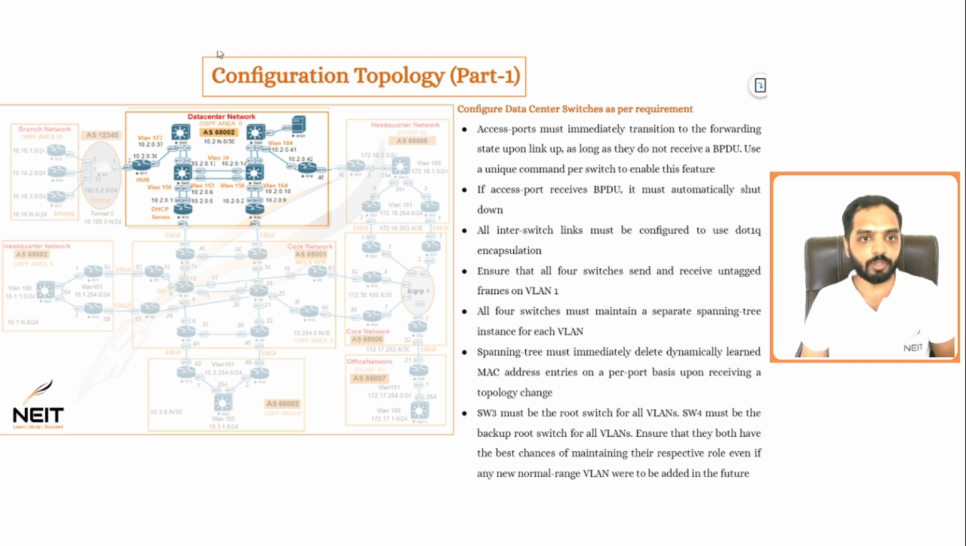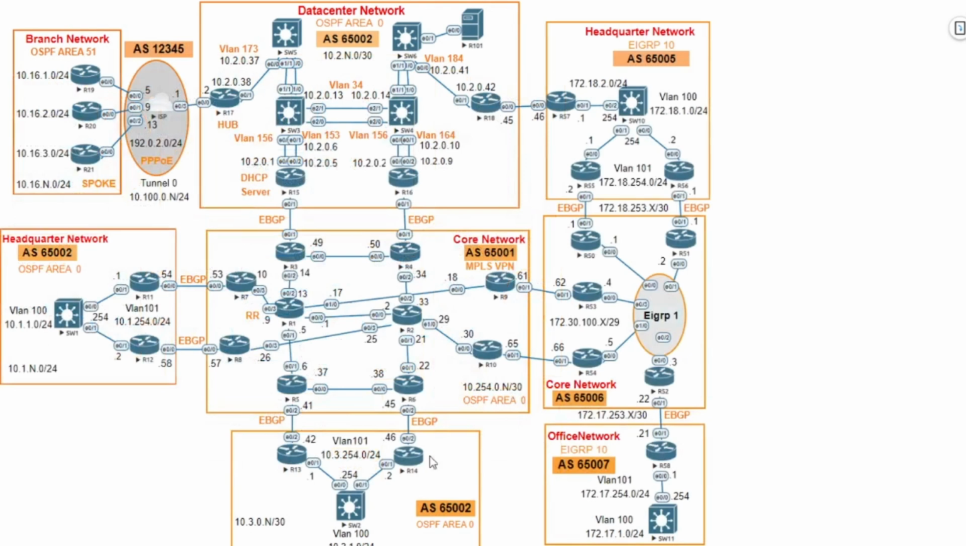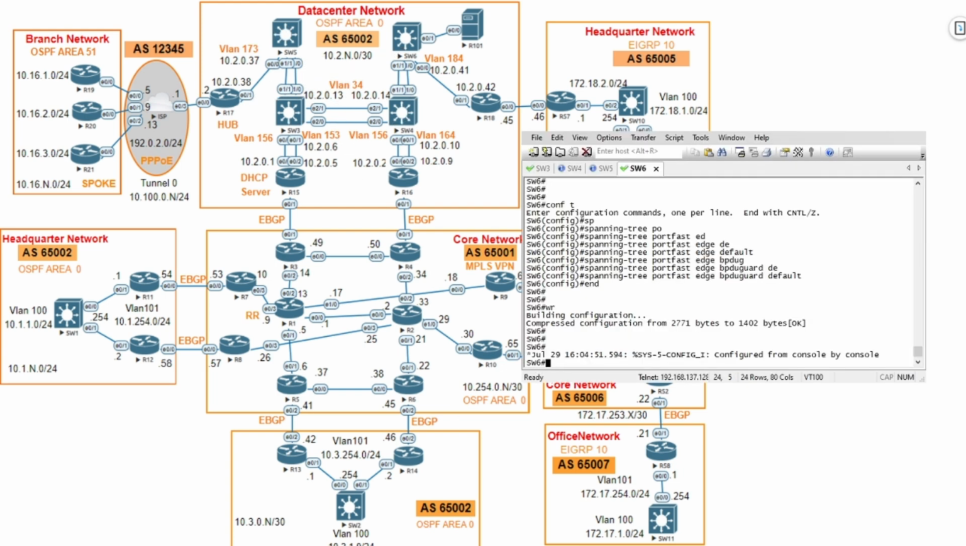Here we can see that my switch 3 interfaces E1/0 and E1/1 are connected to switch 5, same E1/0 and E1/1. Same here between switch 4 and switch 6, my interfaces are E1/0 and E1/1, and between switch 3 and switch 4 my interfaces are E2/0 and E2/1. So we have to configure all these interfaces into trunking mode. Let's start with switch 3.